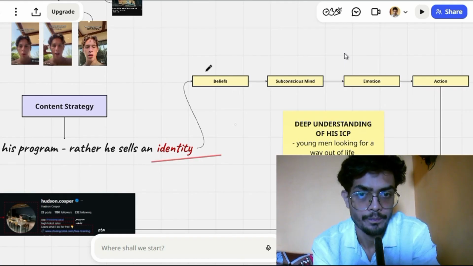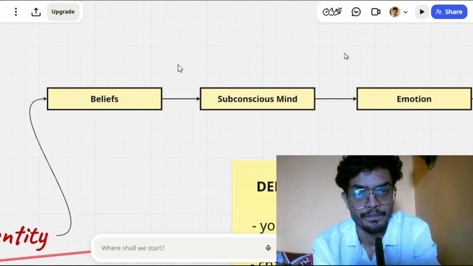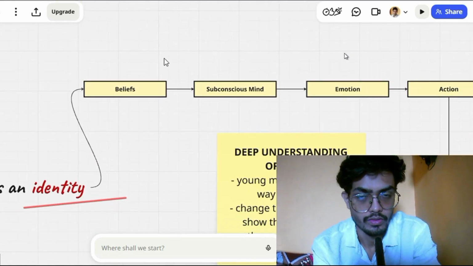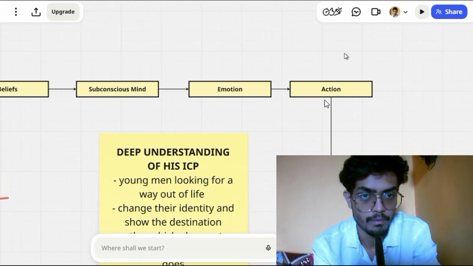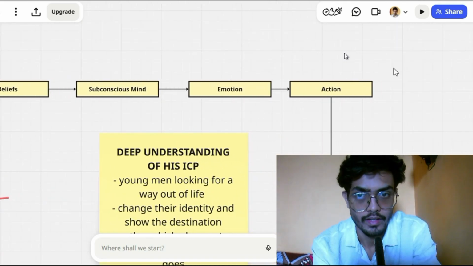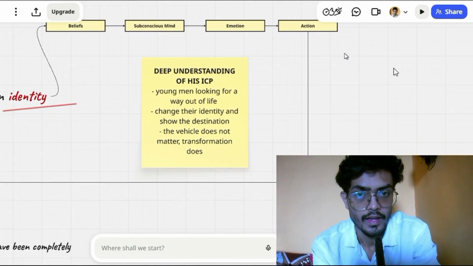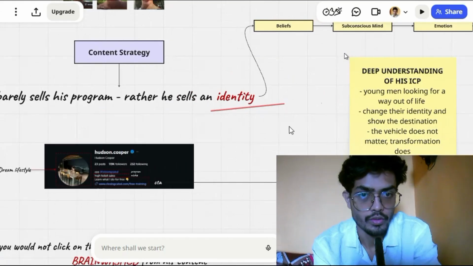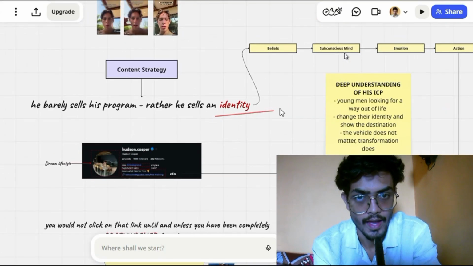The reason is that people, or humans in general, have certain beliefs in the subconscious mind, which evoke an emotion that produces an action. That is just the fundamental way we humans act. And based on that, he designed his entire content strategy around selling his identity.